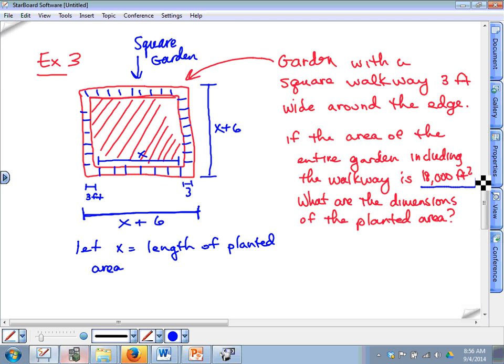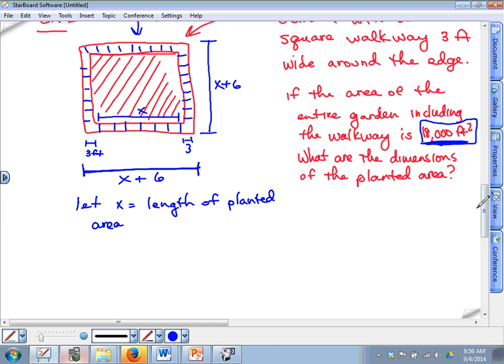Now this number that's been given, 18,000 square feet, is the area of the entire garden, not just the planted area. So how do we relate what we've figured out to this given information? What's the equation that we have to set up? If the area of a square is equal to the side squared, X plus 6 squared equals 18,000. Now we just have to solve for X.